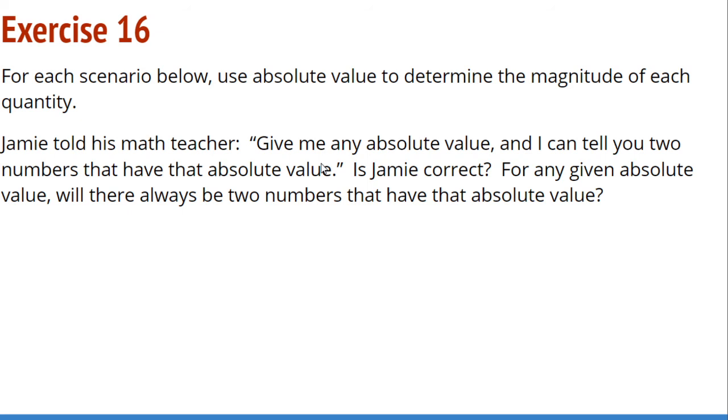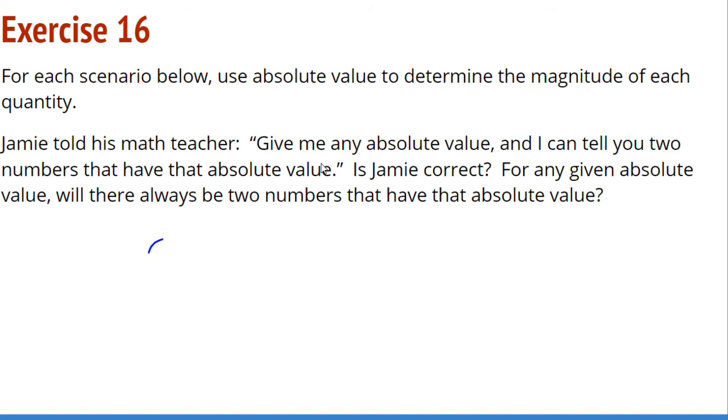Your brain is probably starting to think of examples. Well, I know that there's always opposite numbers, so I've got 1 and negative 1, 2 and negative 2, 5 and negative 5, 10 and negative 10, 200 and negative 200. So in your brain you're thinking, Jamie's on the right track here. If you give me an absolute value, I can give you 2 numbers that will have that absolute value. Here's the tricky part though.